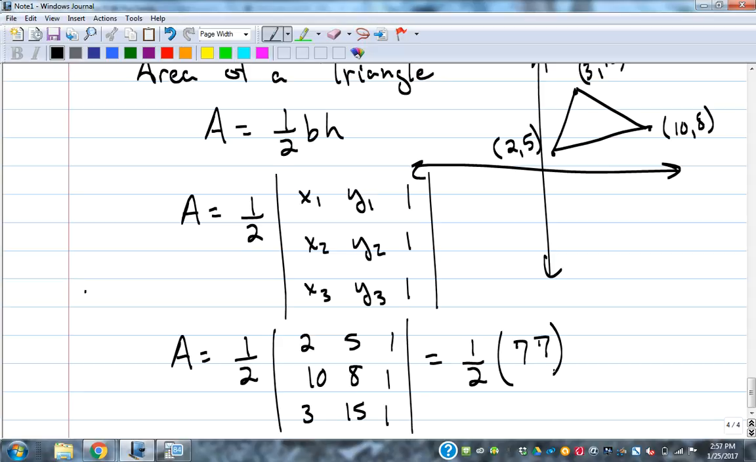Do y'all agree with the 77? Okay. Half of that. 35 plus 3.5, 38.5. And we'd say square units. So there's an option for that.